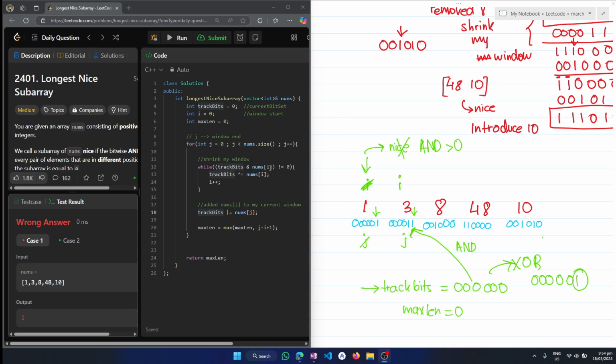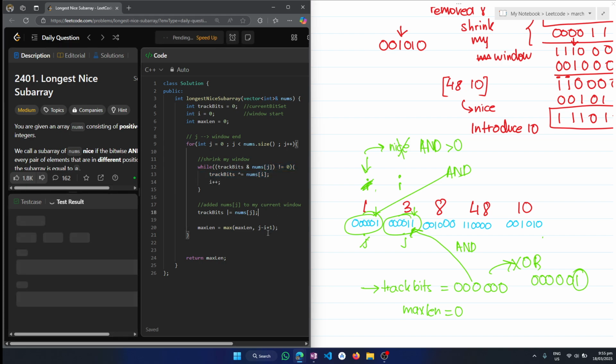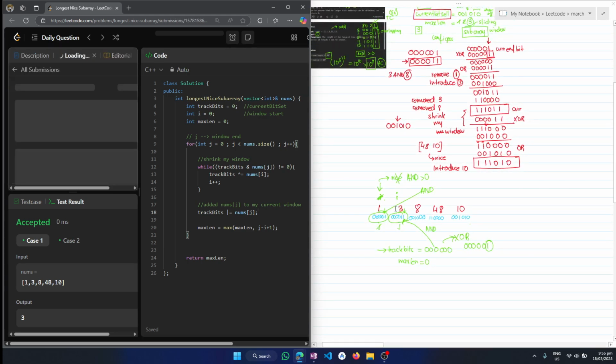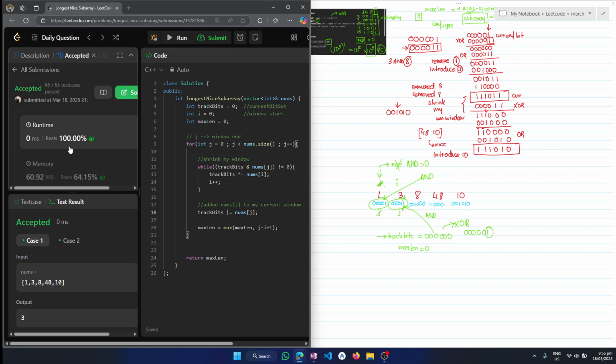Oh, I'm actually making a very small mistake over here. I need to check the AND of track bits and nums of j, isn't it? Because although this bit was on, the clash was observed when this number got ANDed with this particular number. So it should have been a j over here. Let's see if it passes all the test cases. It does. Let's see if it passes all the hidden test cases as well. It does, right?